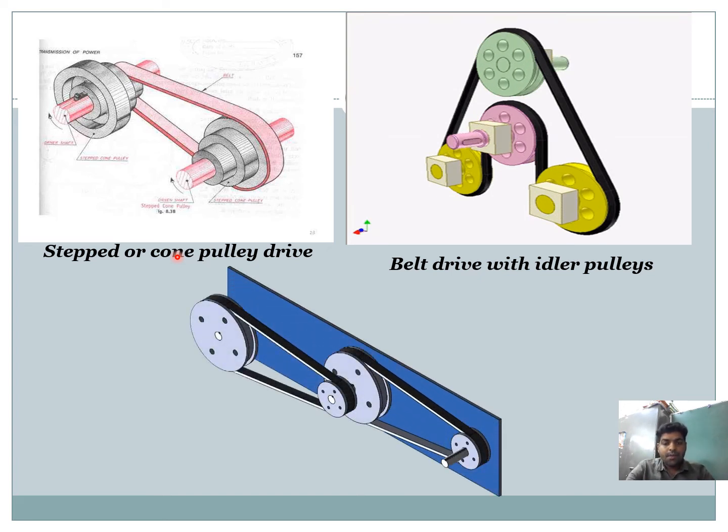Next one is compound belt drive. Compound belt drive is used when power is transmitted from one shaft to another through a number of pulleys.